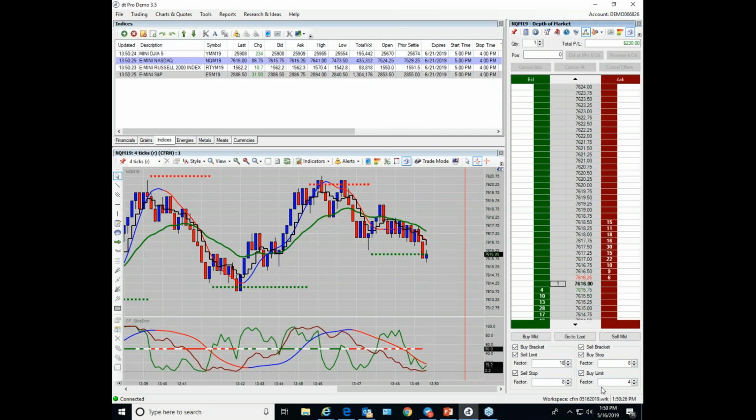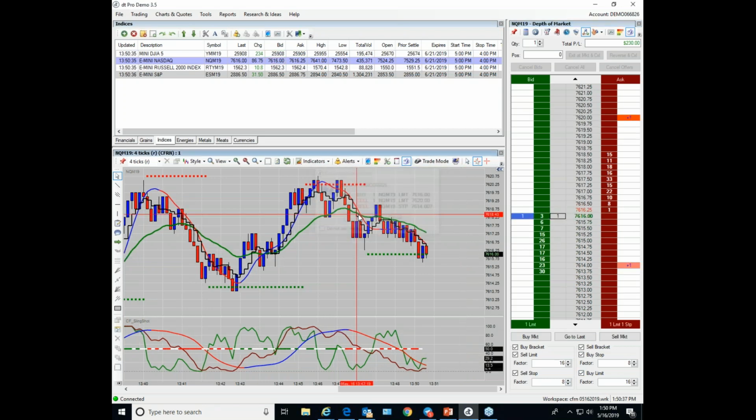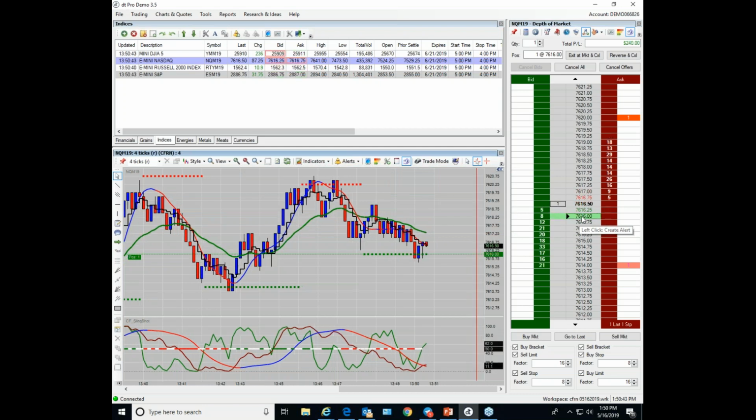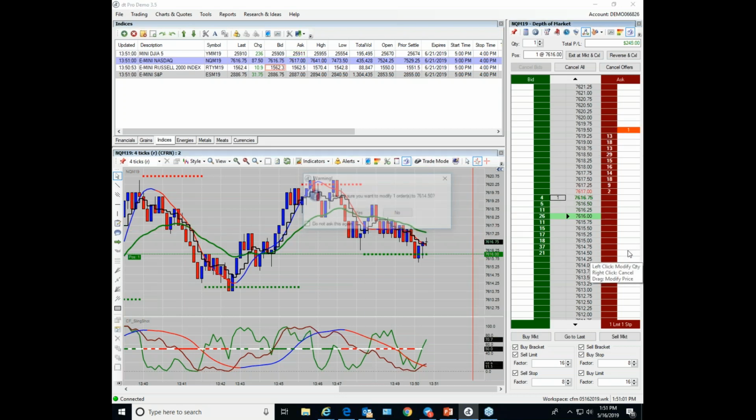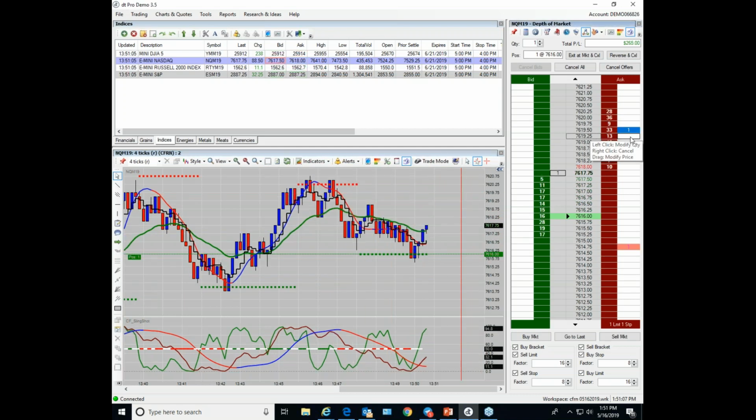So, check this out. So here's the scoop. I have a stop and target in. All right, I just got long at 76.16 for no reason, just for demonstration. Here's the target, and here's the stop. Now, if this one gets filled, it will cancel this one because it's on the same ticket. And not only that, you can also adjust both sides.